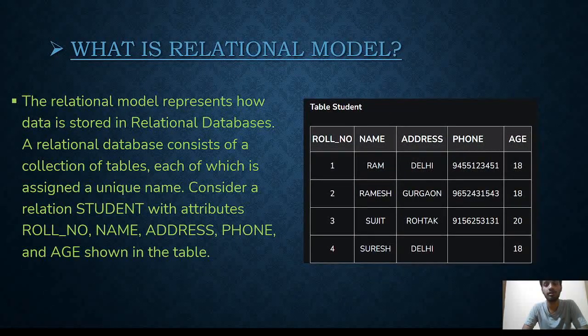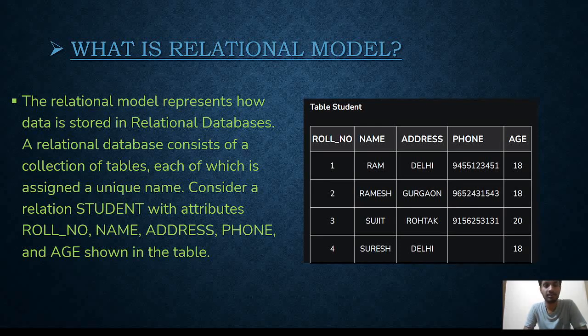The relational model represents how data is stored in relational databases. Data, as we all know, is a collection of certain information, right? If all this data is merged together, then it makes a database. We just have to see here what a relational model actually is, how all this data is related to each other in the database.